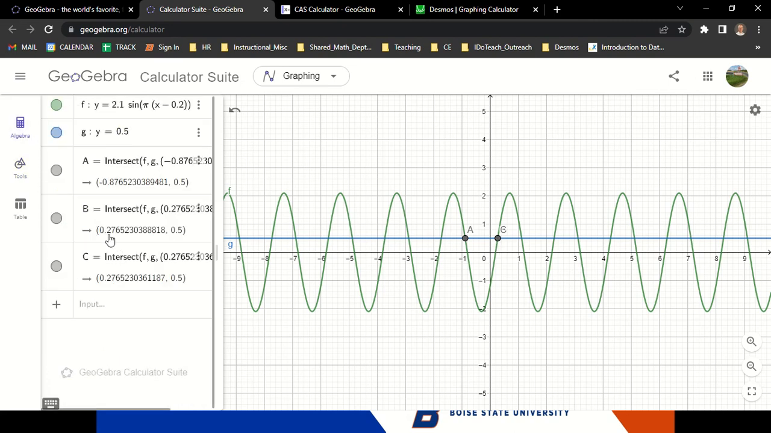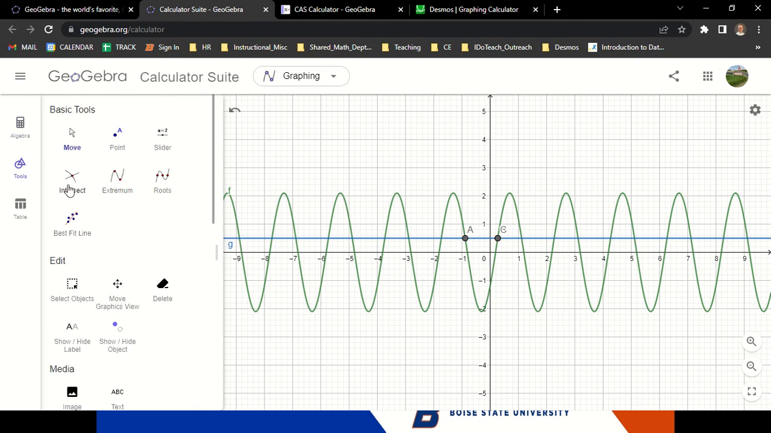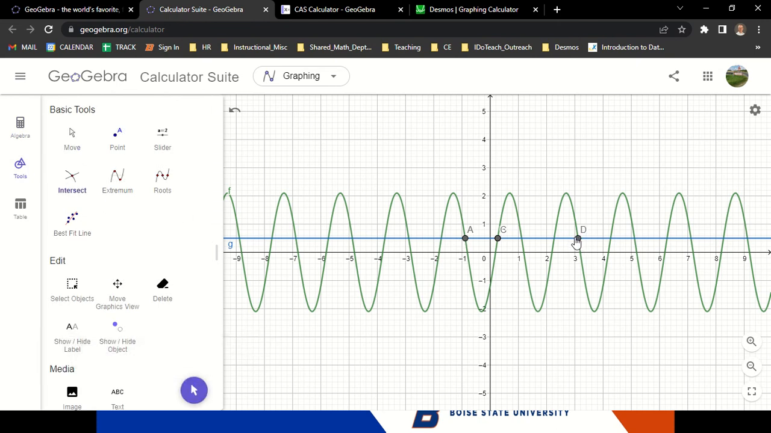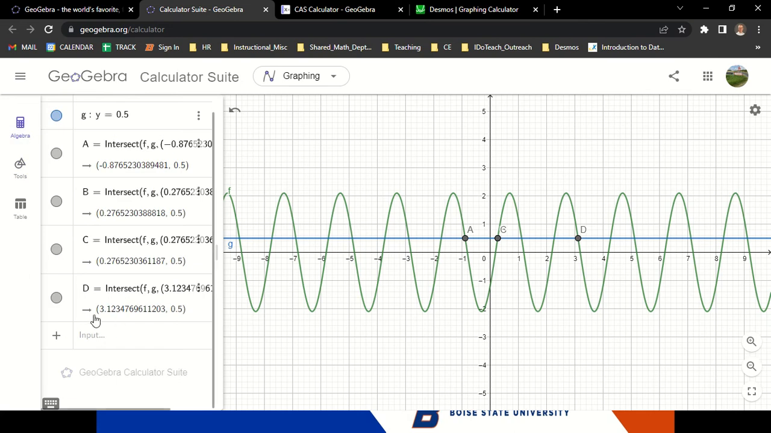So here's the 0.27652, so that should look familiar. And then if you wanted the last intersection in that interval, you would just do another intersect, and that would be right here. And so D is 3.123. So these are quick and easy ways to get those.